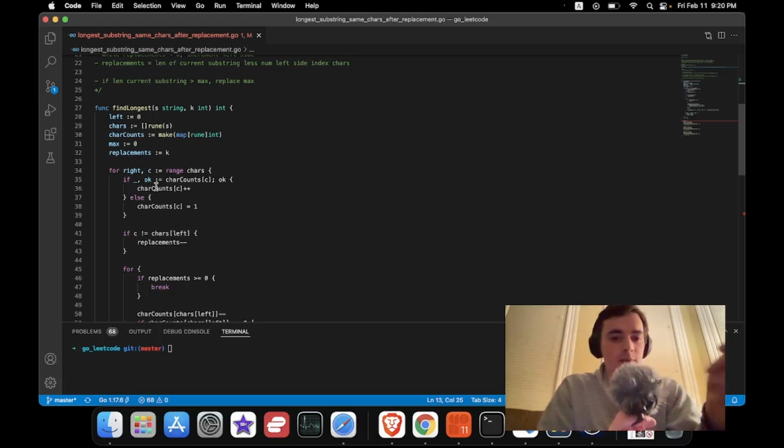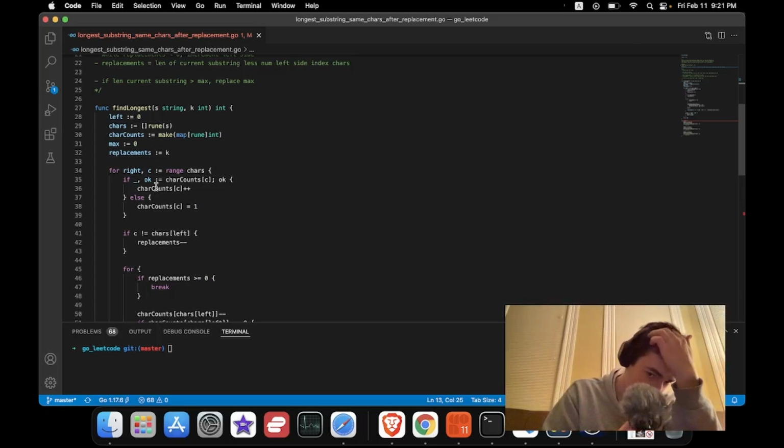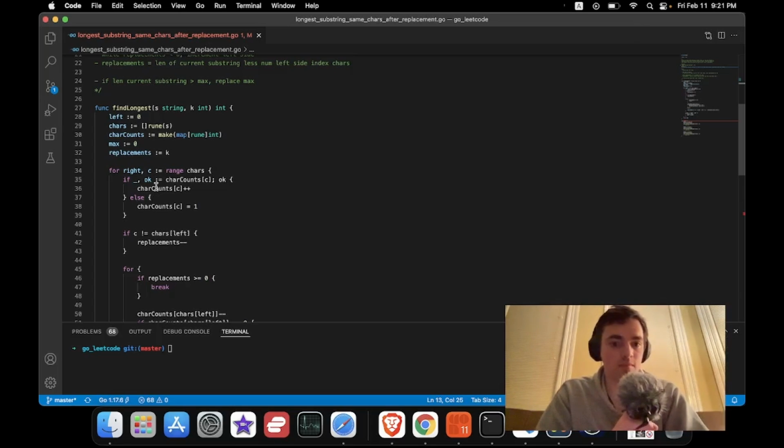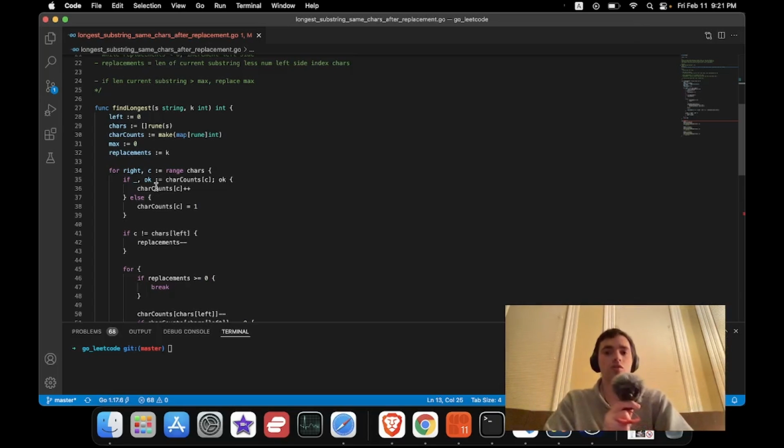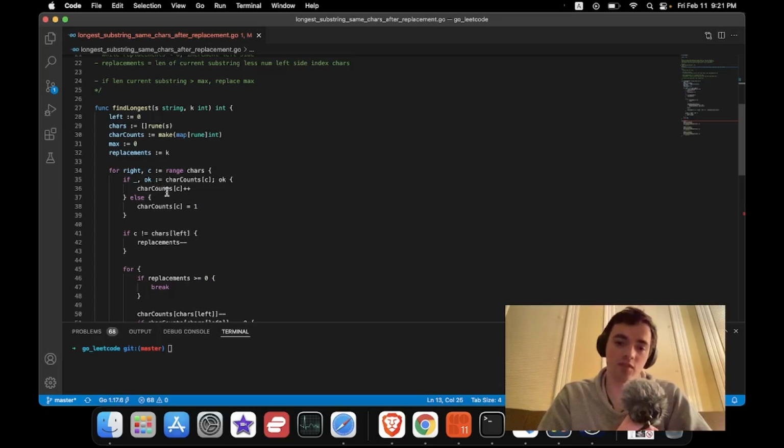So I'm iterating through this array of runes, and each time I increase the right side of the sliding window, I add that character to the character counts map. So if it's in there, increment it. If it's not, just add it.